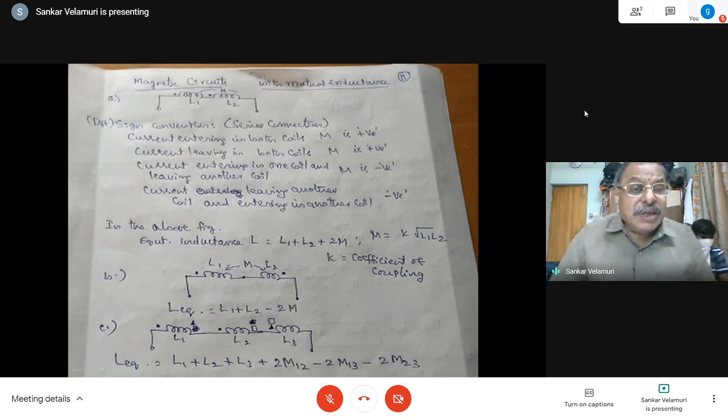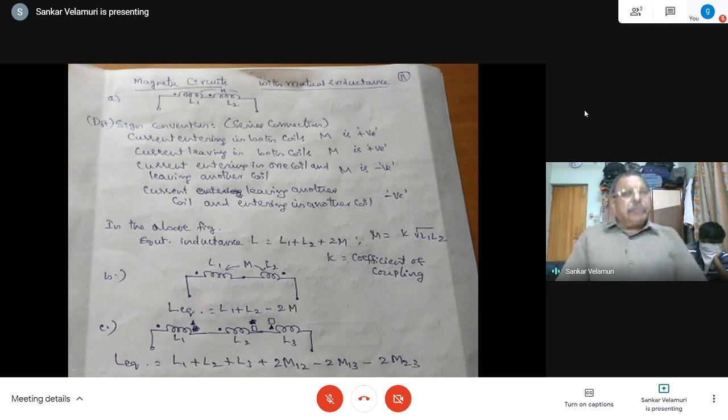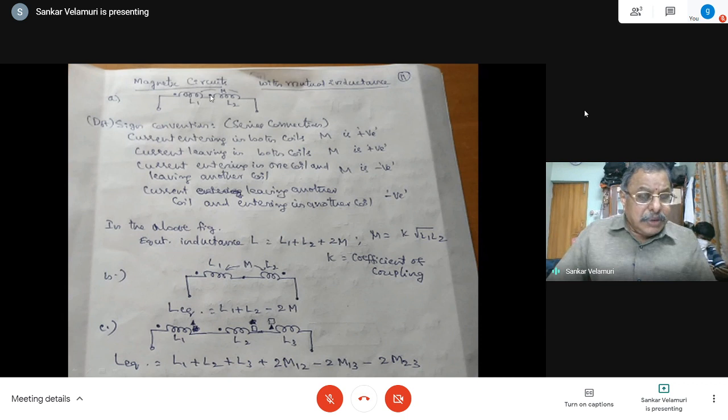So for this, we have to necessarily know that it is not simply the arithmetic sum L1 plus L2, plus some mutual inductance. What is that mutual inductance? How is it being connected? What are its relations? This is very important. Although the formula is very simple, understanding the principle is very, very important. So for example, I hope the mouse is now visible to you. I could get the mouse. Yesterday it was not there.